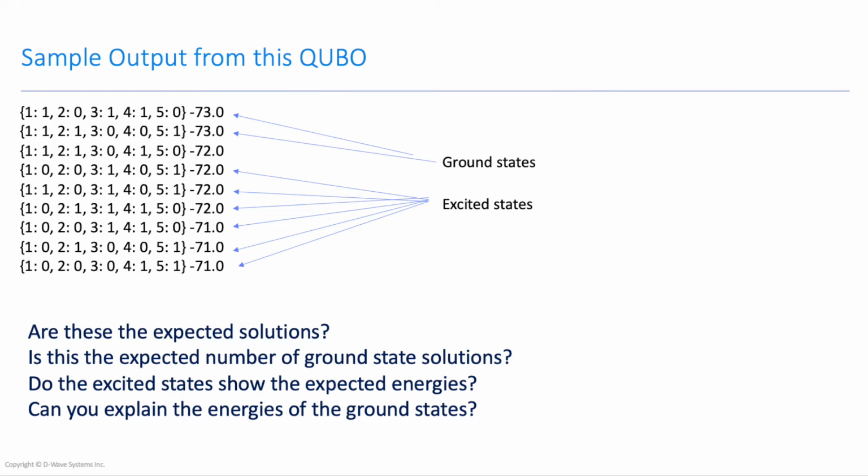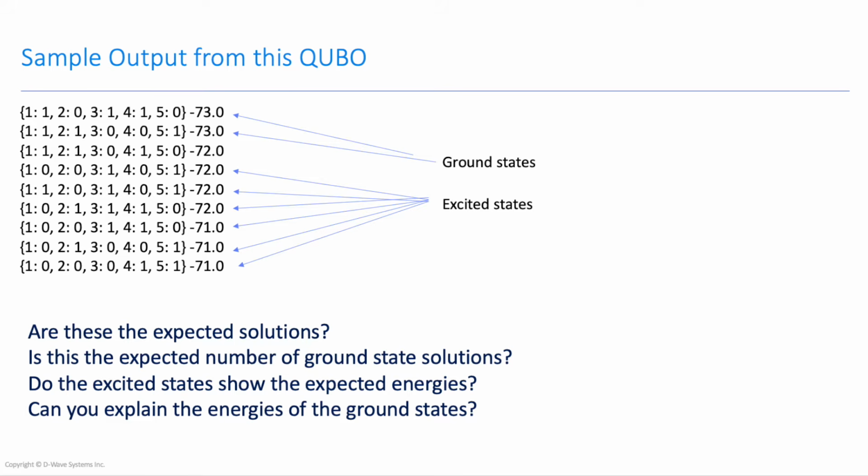Are there any more? Is there any way that I can take 3 numbers out of these 5 and add up to 8? And I don't think so. Do the excited states show the expected energies? Notice that they're minus 72 and so forth.